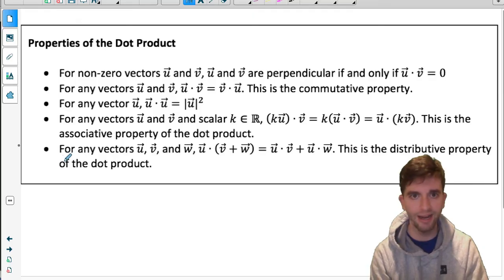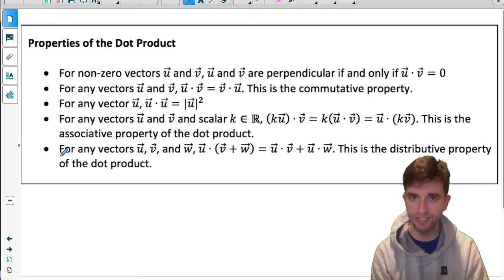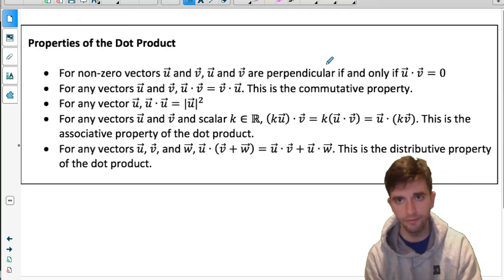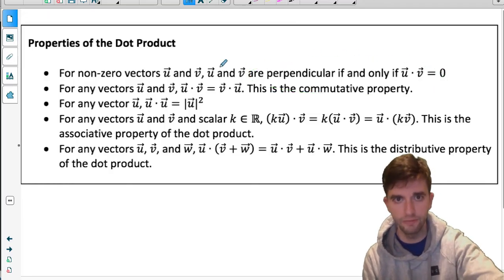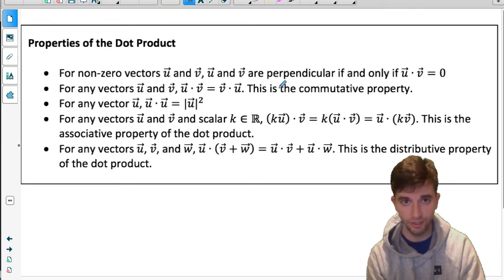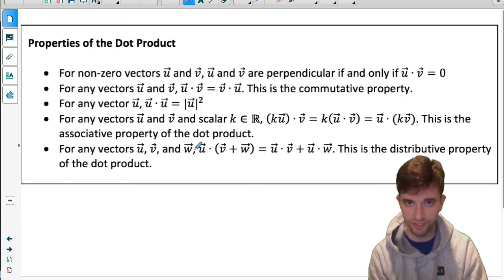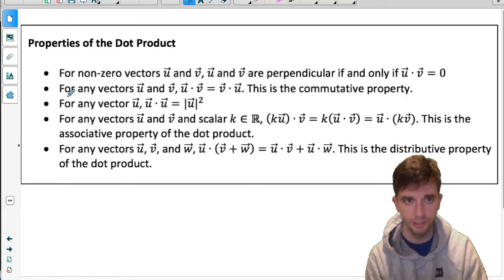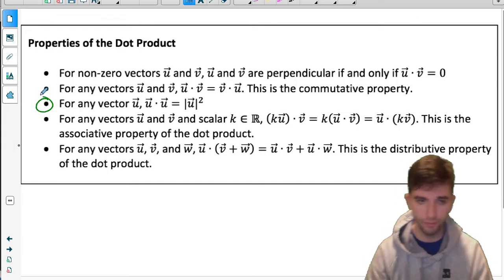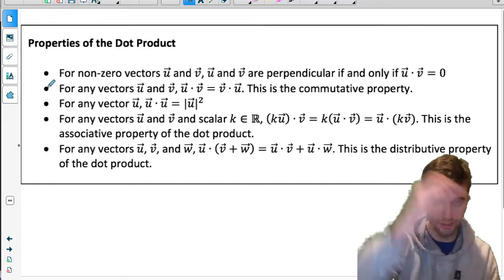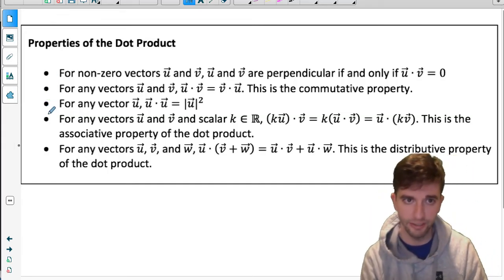A couple things I want to highlight here. The most important part of this table is that vectors are perpendicular if and only if their dot product is 0. I also want to talk about the commutative property, u dot v is equal to v dot u. We've talked about that a bunch. I'm not too worried about this bullet point right now. We'll talk more about that when we do applications of vector projections later.